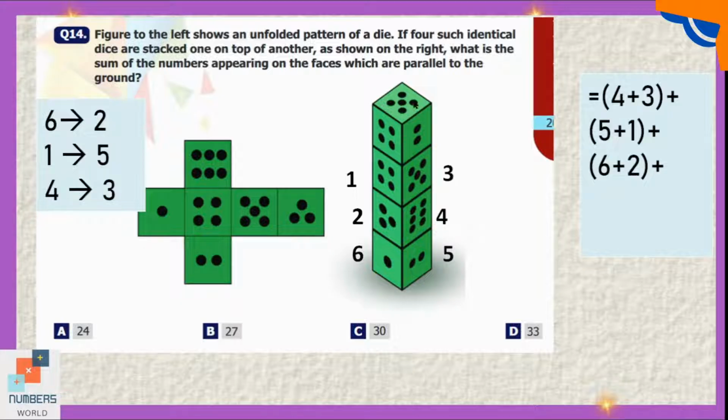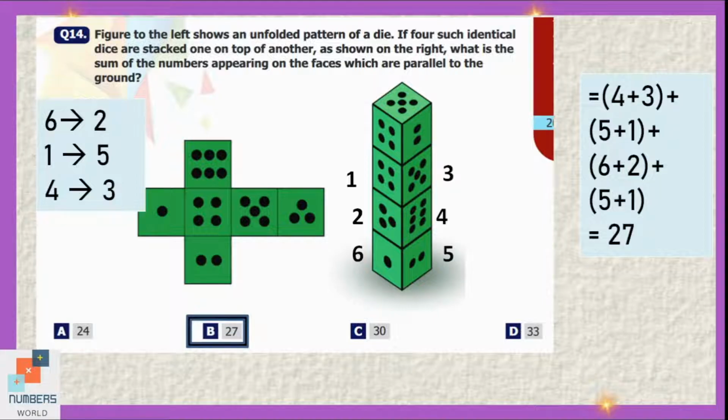Now 5 is visible, the opposite of 5 is 1. So we are going to write 5 and 1 over here. In this way, the sum of the numbers parallel to the ground is equal to 27. So option B is our answer, 27.